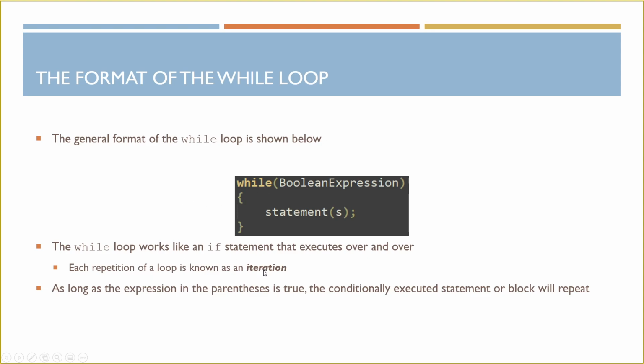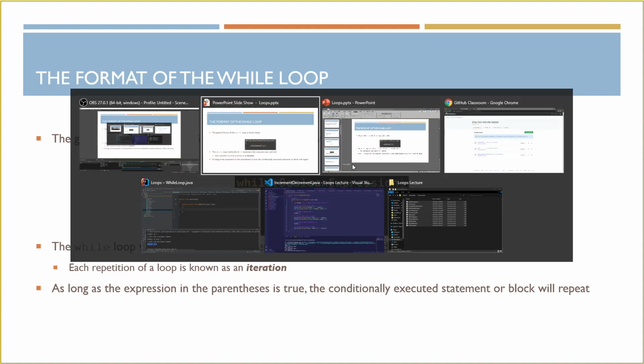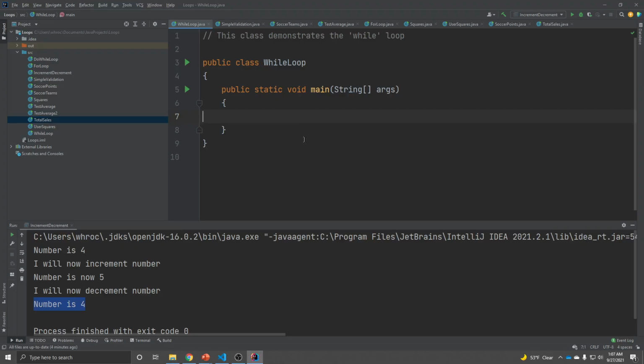A term that you might want to know is the term iteration. So each time a loop repeats, that is called an iteration. So the first time a loop executes, that's iteration 1. The second time it executes is iteration 2, so on and so forth. And with a while loop, as long as this expression is true here inside these parentheses, the conditionally executed statement or block will repeat, right? So if this is true, it's just going to keep repeating over and over and over again until this expression here becomes false. So I'm going to move back over to IntelliJ and do an example of a while loop.